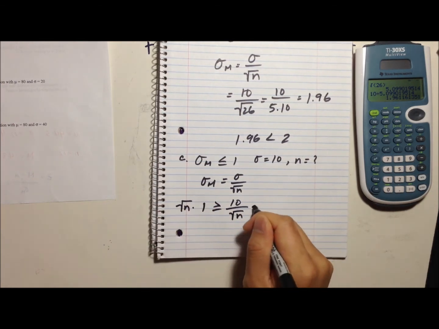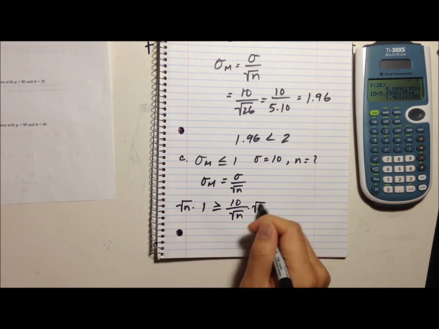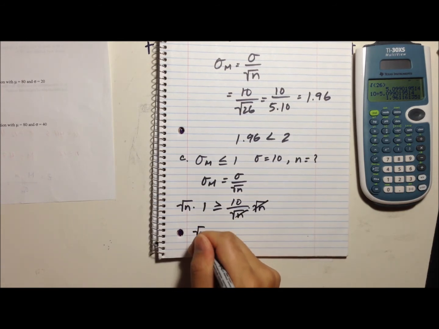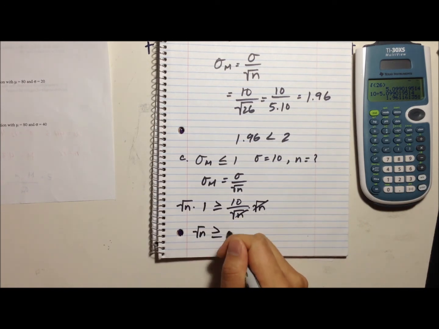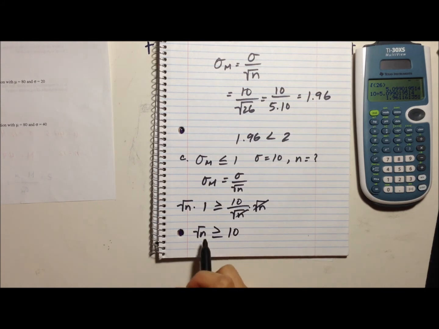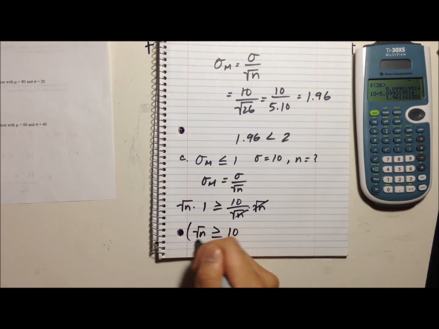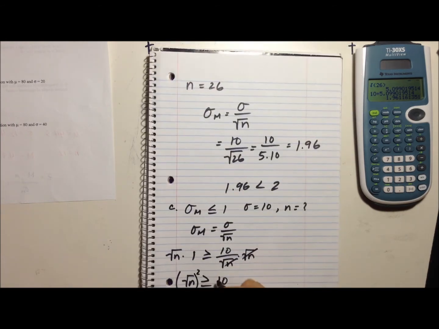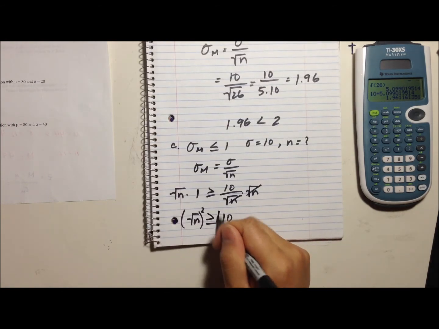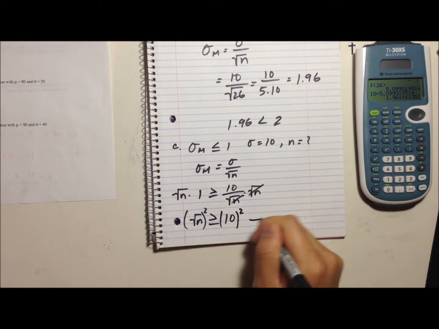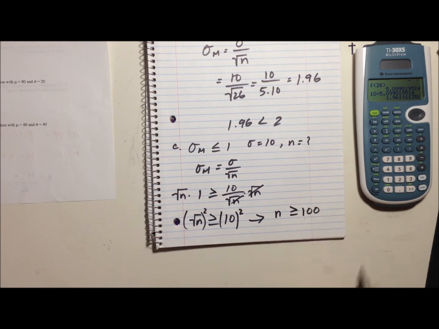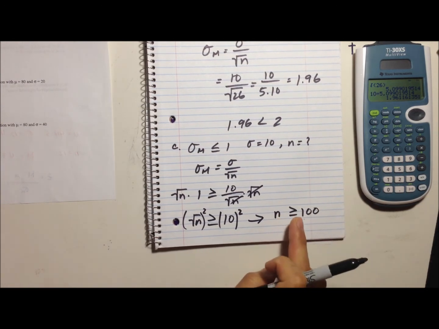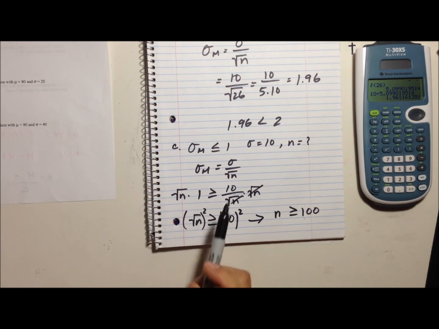Multiply both sides by n. These guys cancel out. So now we have n, which is, we don't have to write the 1, because it's already assumed that this is a 1n, right? So now we have this. But we have a square root, so we have to get rid of that. We're going to square both sides. So now we have n is greater than or equal to 100. So we have to have an n that's greater than 100 in order to get a standard error that is less than or equal to 1.